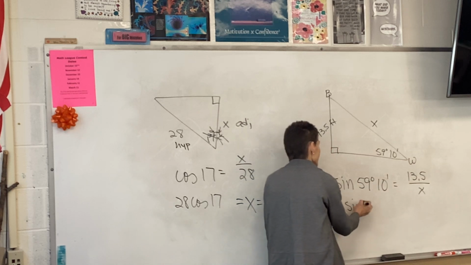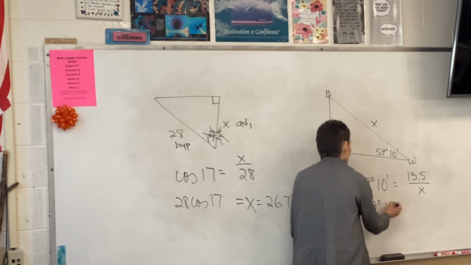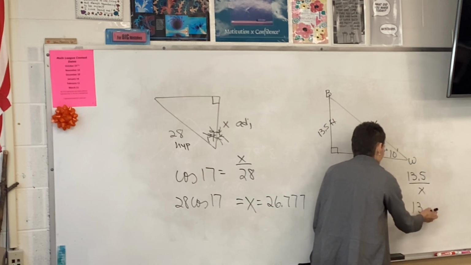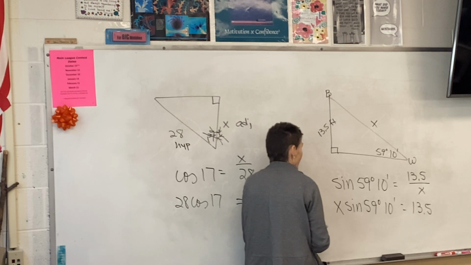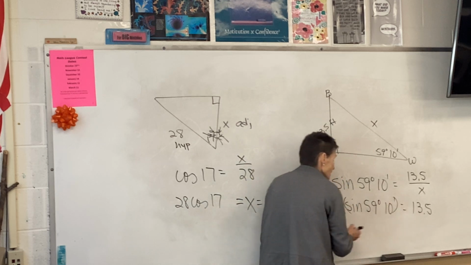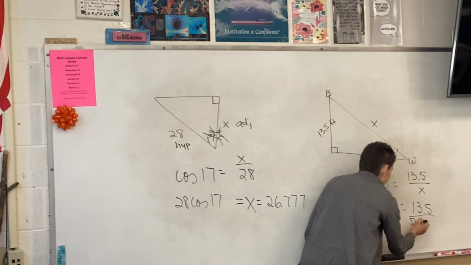Multiply by x, clear your denominator, and then divide by sine 59°10'.